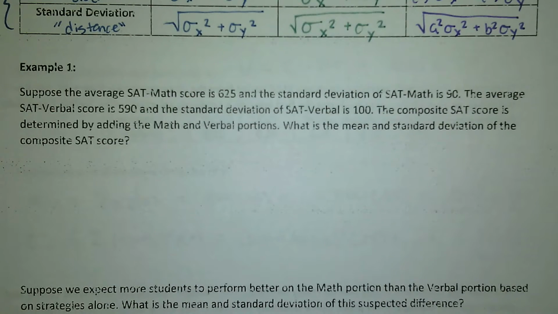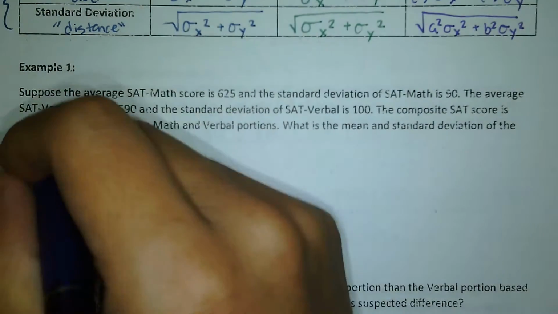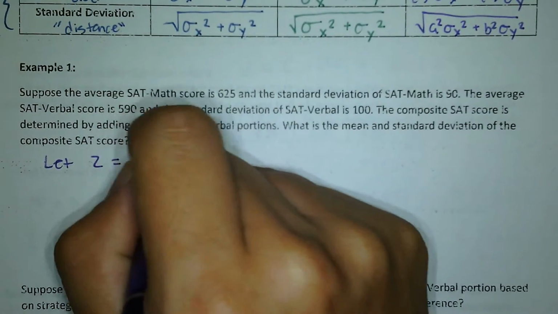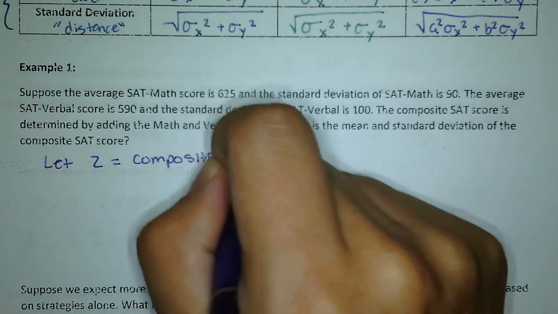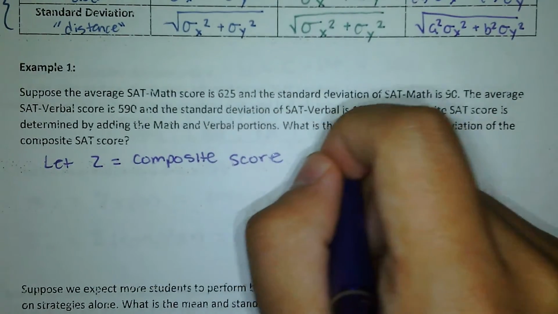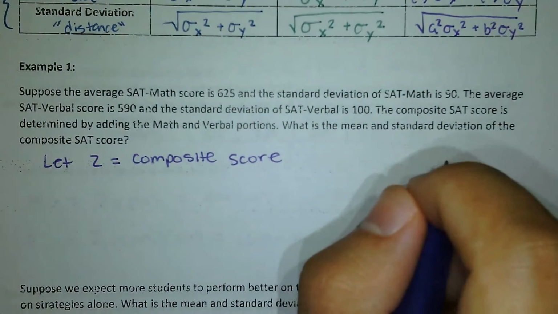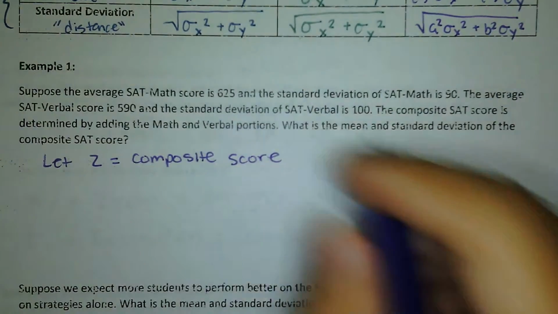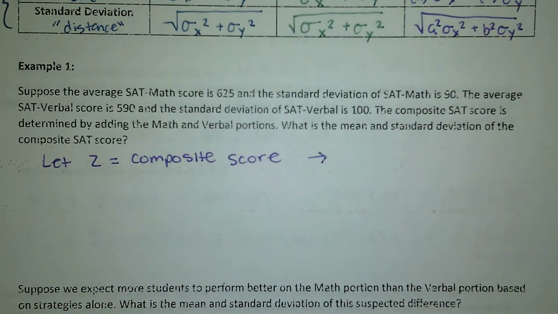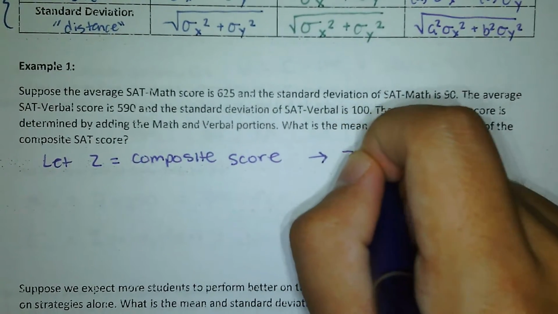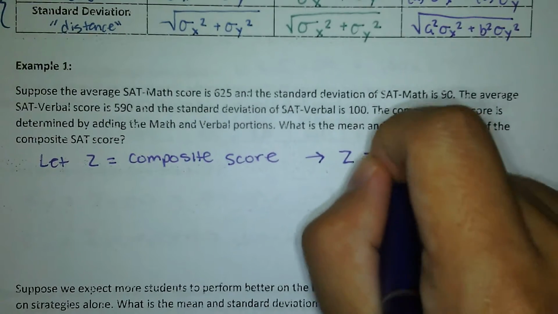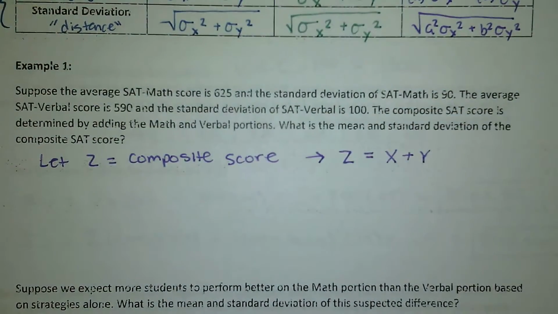So I have some summary statistics. I'll be able to figure these out. So I'm going to let z be equal to the composite score. You can pick any letter here. I just picked z, but then I realized this might be a problem when we do z-score. So for now, for this example, it's just z. So I know that z is equivalent to the composite scores here.